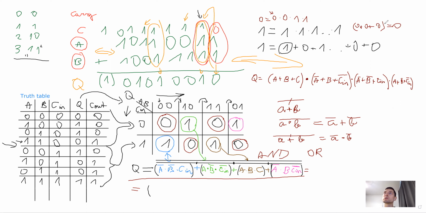I will keep the colors so we can follow through. It was light blue. So A inverted times B inverted times carry in, in brackets, inverted. This is this line. And instead of plus, I write times. Then the next ones, bright green, A times B inverted times carry in inverted, and this part of line, okay?